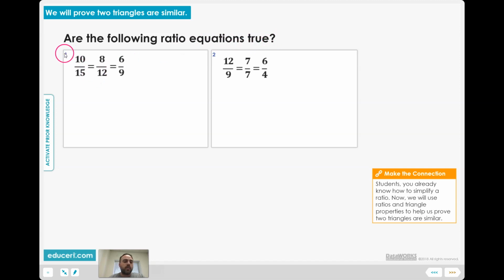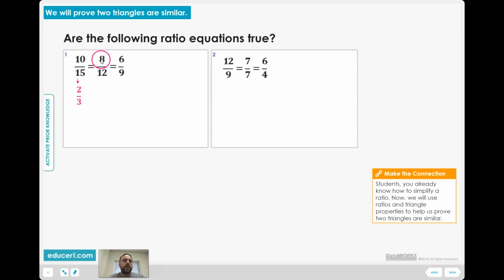Taking a look at problem number 1, we see that we have three ratios. And we want to know, do they all reduce to the exact same value? That's what equal means. So we can start to reduce each one of these fractions and see if they reduce down to the same amount. Let's start with the fraction 10 over 15. We could divide the top and the bottom by 5. 10 divided by 5 is 2. 15 divided by 5 is 3.